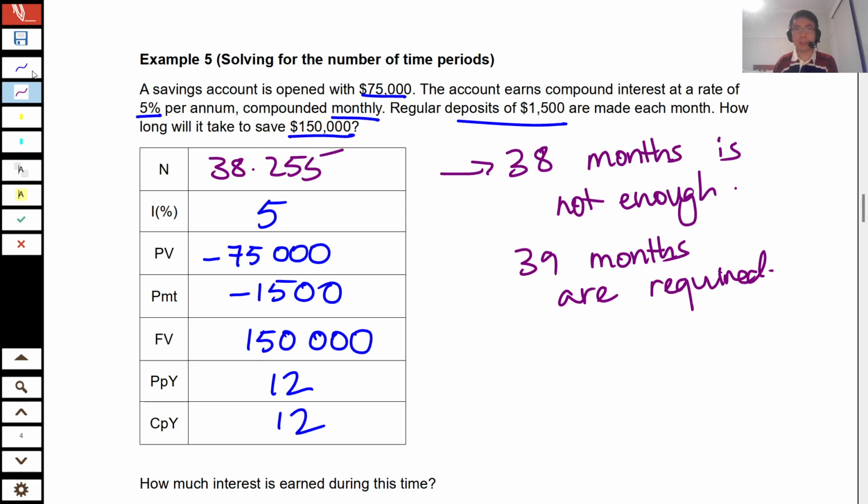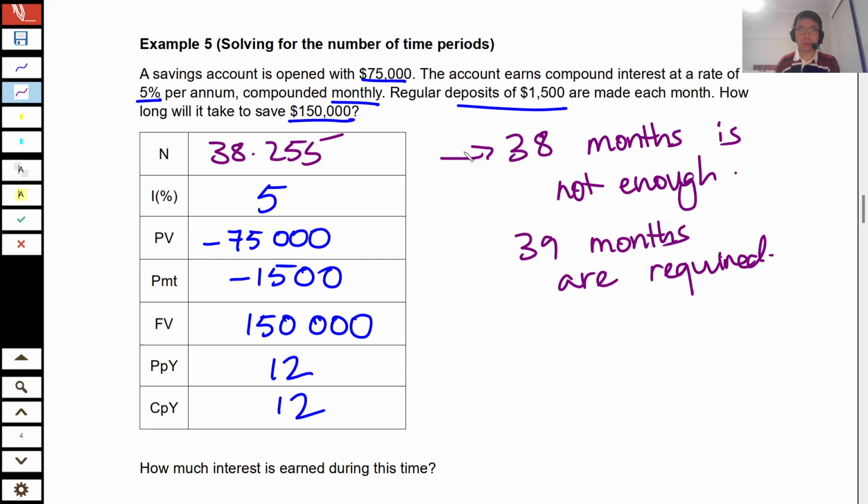This is an extra video to finish off the first lesson where we looked at using the finance solver. In the handout that you were given, I skipped two calculations. The first one has to do with example 5. The question that was asked but not answered in class was, how much interest is earned?